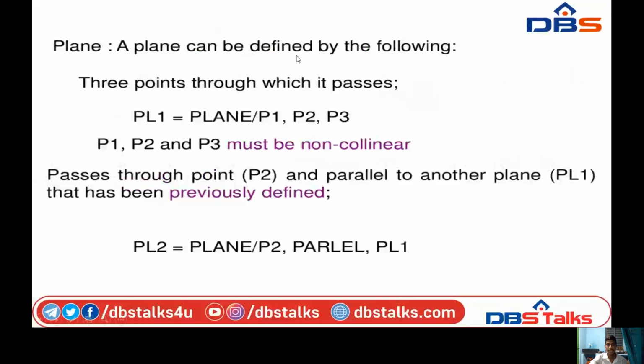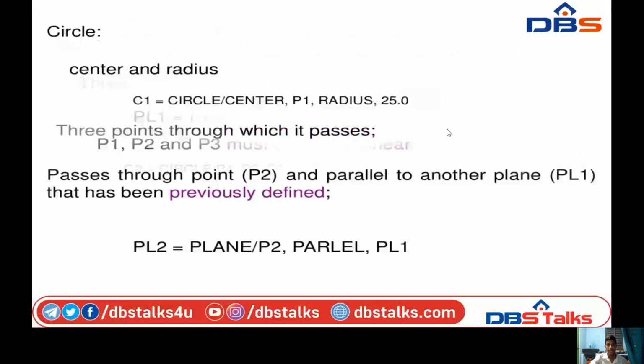Next, plane. A plane can be defined by the following. Here I am taking the example of a triangle. A triangle has 3 points, P1, P2, P3. A plane is generated by using 3 points, which must be non-collinear. Or a plane passes through point P2 and parallel to another plane PL1. Next, circle.